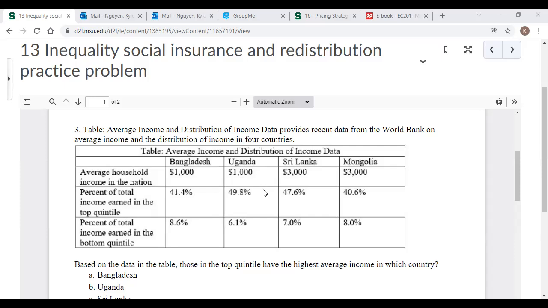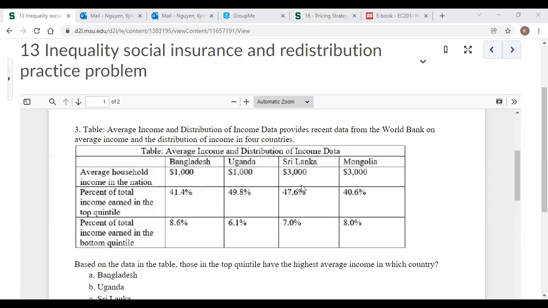And the answer for this is actually Sri Lanka. And why is that? Let me tell you why. Sure, Uganda's top quintile owns more relative, not earns more, I'd say they own a higher percentage. Okay, that's the best way to say it. They own a higher percentage than Sri Lanka. However, the average income in Uganda is only 1,000, and Sri Lanka's average income is 3,000.